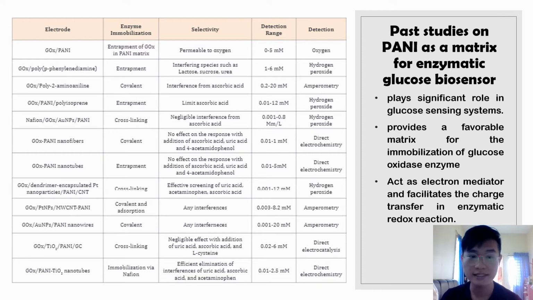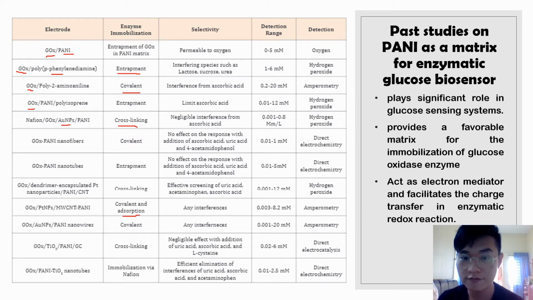This is a summarized table of past studies using polyaniline as the matrix. As you can see from this table, all the enzymes used are glucose oxidase, and of course polyaniline is the matrix, and sometimes they also include other materials in their experiments. For the enzyme immobilization technique, they also use different methods like entrapment, covalent, cross-linking, and adsorption.